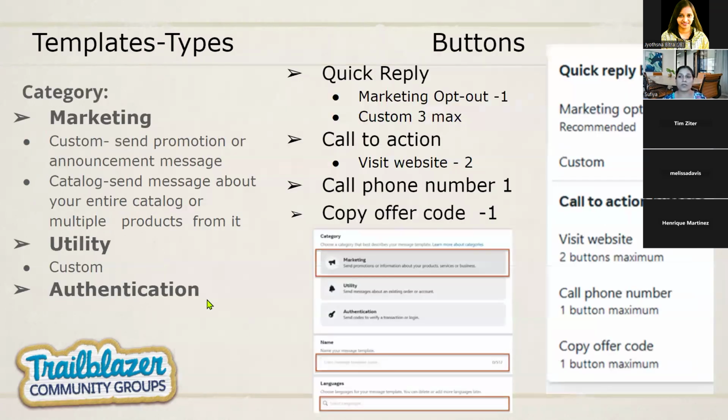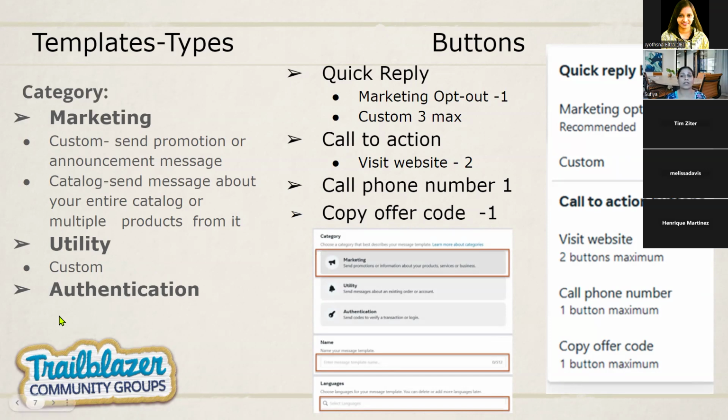In WhatsApp, we have two different types: templates and session messages. Session messages don't need any WhatsApp Meta approval, but for template messages, you have to have Meta approval before you can use them in your journeys. In today's session, we will mostly focus on the WhatsApp templates. In templates, we have three different categories: marketing, utility, and authentication.